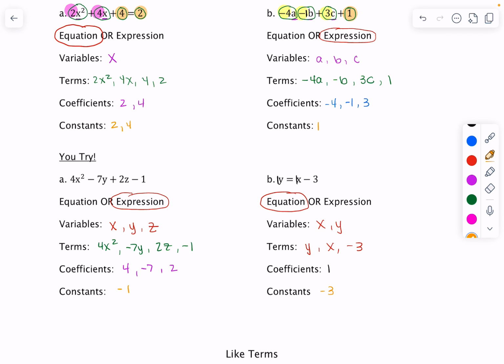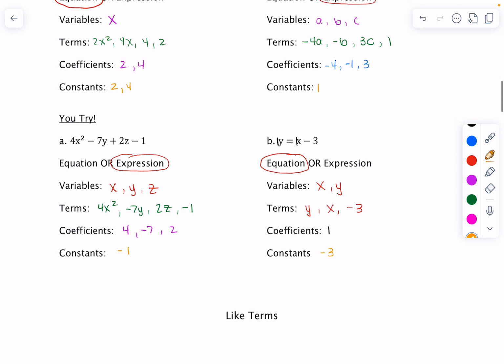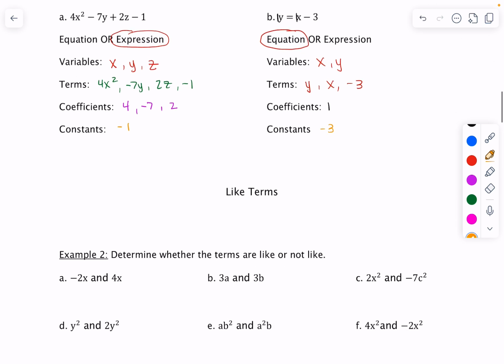If you did these and got them incorrect, please come ask me. Pause the video, come ask me in class. If you're watching it at home, make a mark to come ask me. That's the whole point of these videos, is that you are in control of your learning.